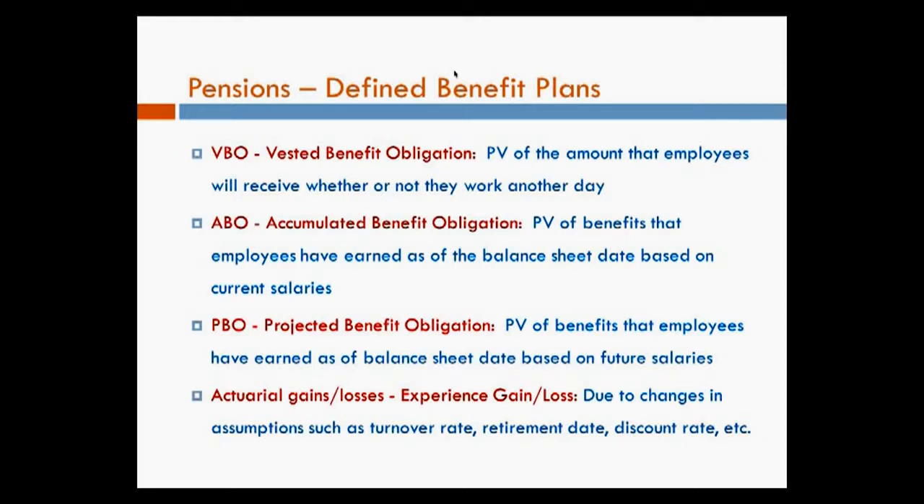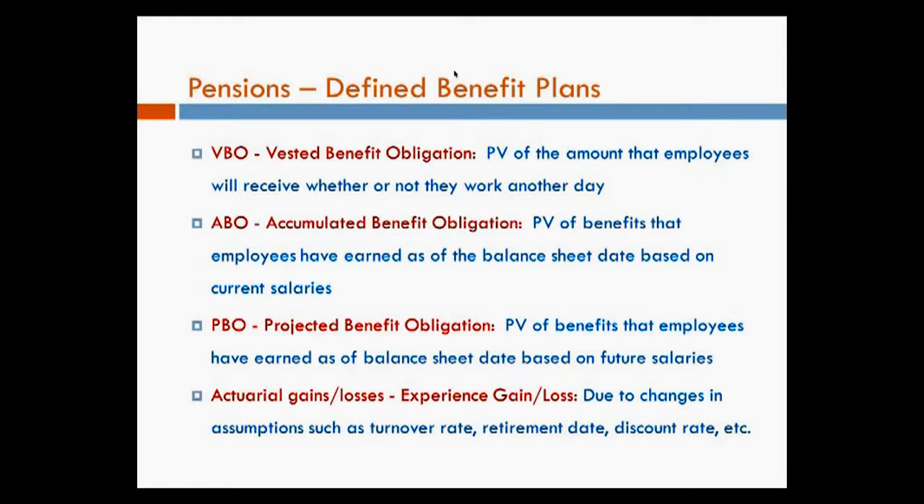Much like there will be potentially underfunded Social Security, which is really a pension plan for everybody when you get down to it. So here are a few terms related to pension plans that we should know. A VBO, a vested benefit obligation. It's the present value of the amount that employees will receive, whether or not they work another day. So today, you've worked a certain number of years, you're vested in a certain amount of pension right now. Compared to the others, relatively small.